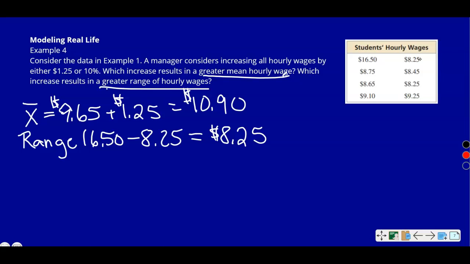All right, so the mean, $10.90. The range is still going to be $8.25. All right, so that's with an increase of $1.25. So this is a $1.25 increase.